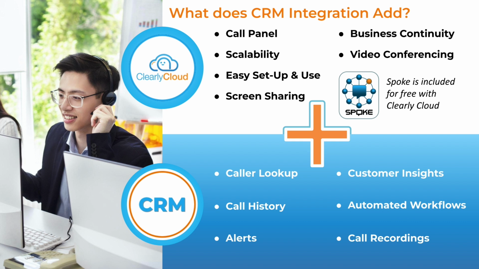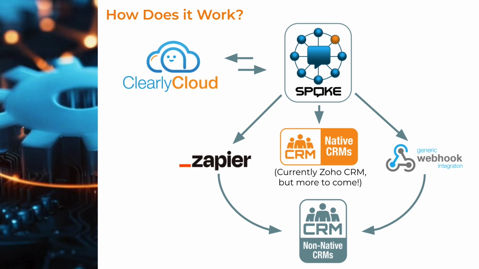So in our world, Clearly Cloud talks to Spoke, and then Spoke can natively talk to CRMs. Today we have integration to Zoho done natively using Zoho's PhoneBridge APIs. So it's Zoho that integrates into their Zoho Desk for call pop-ups. It integrates into their CRM and different Zoho products.